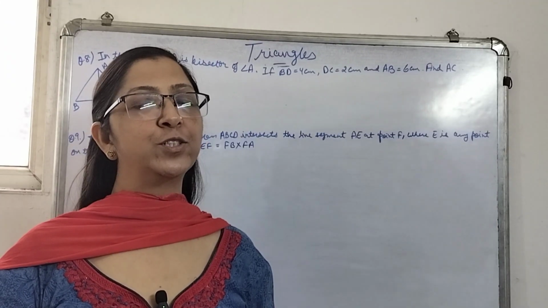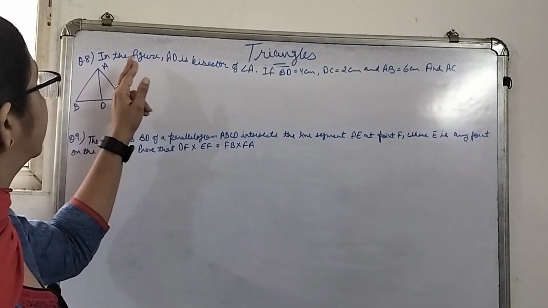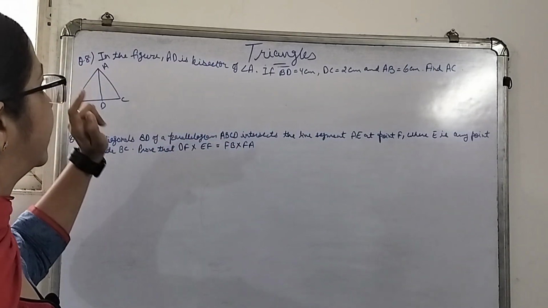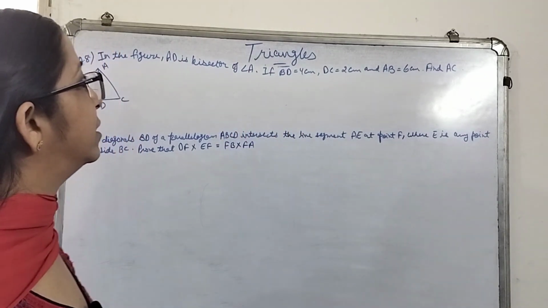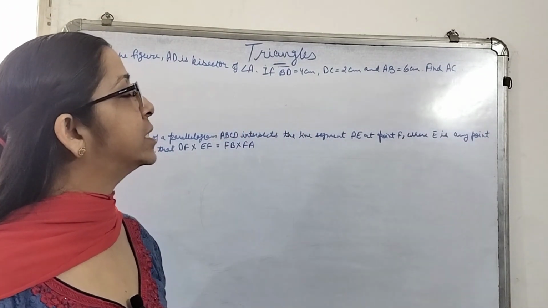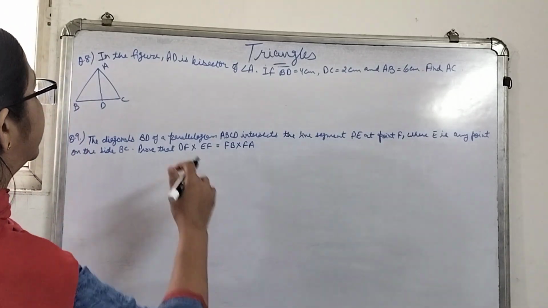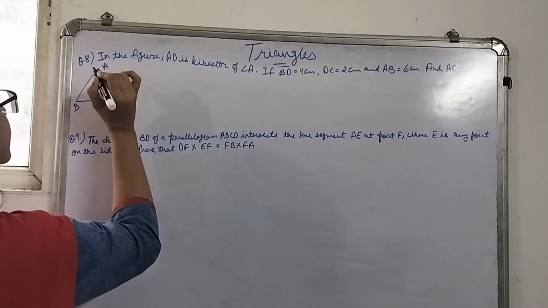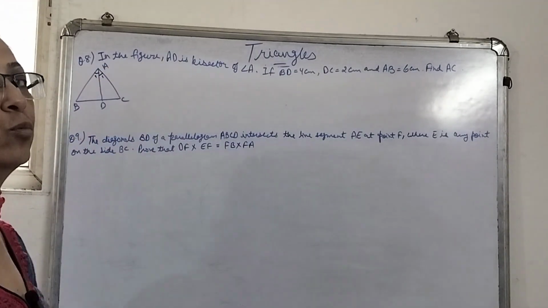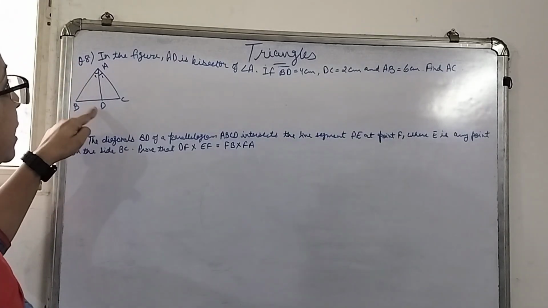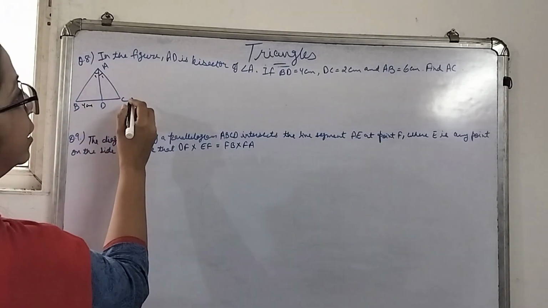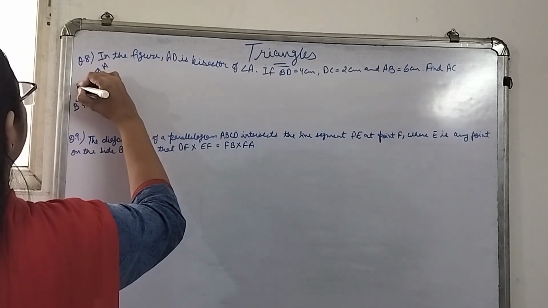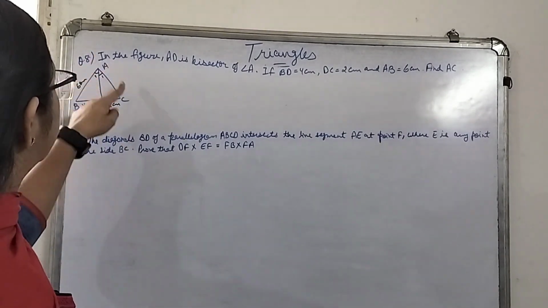Now let's see the last questions from this chapter. In the figure, AD is the bisector of angle A. This AD is bisecting this angle A. If BD is 4 cm, DC is 2 cm and AB is 6 cm, find AC. Over here, it is given that AD is bisecting angle A. That means this angle is equivalent to this angle. If this is 1, so this will even be angle 1. And the side BD is equivalent to 4 cm. DC is 2 cm. AB is 6 cm. And we have to find the side AC.